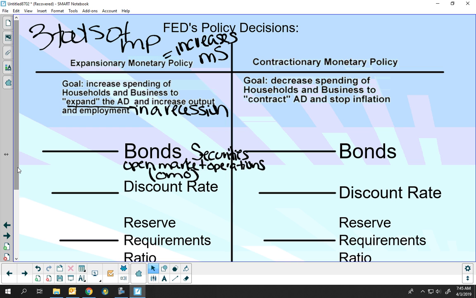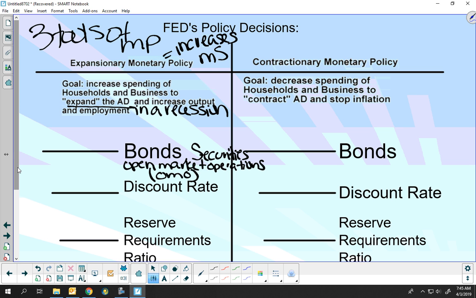You are Caleb. You're not a business or government or foreman. You're you. Consumption: is it going to increase or decrease if you're spending more money? And aggregate demand is going to shift to close the gap that we're in. Hooray! So what did the Fed do in this case?